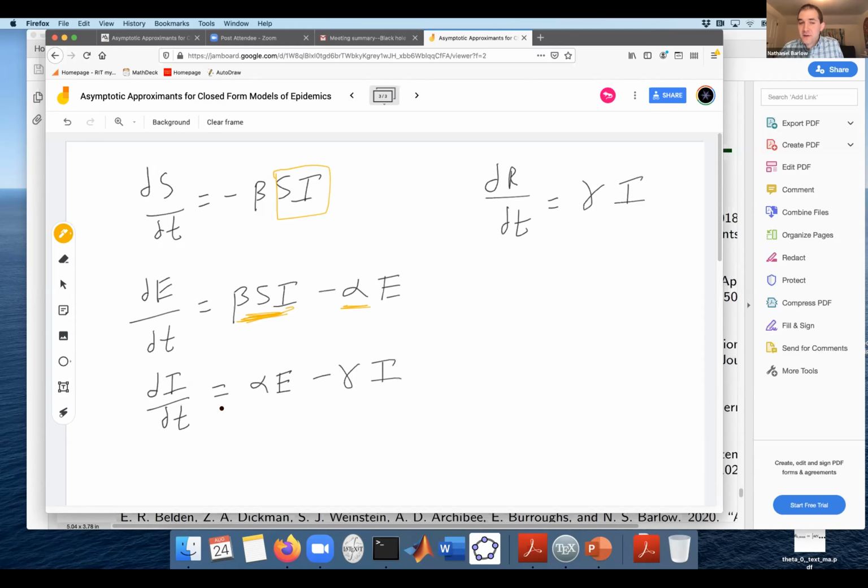And what do you notice happens if you add up all the right-hand sides? They cancel out. Yep, exactly, right. So this model incorporates that if you add all of these derivatives up, it should equal 0. So the population is conserved. The total population is a constant.